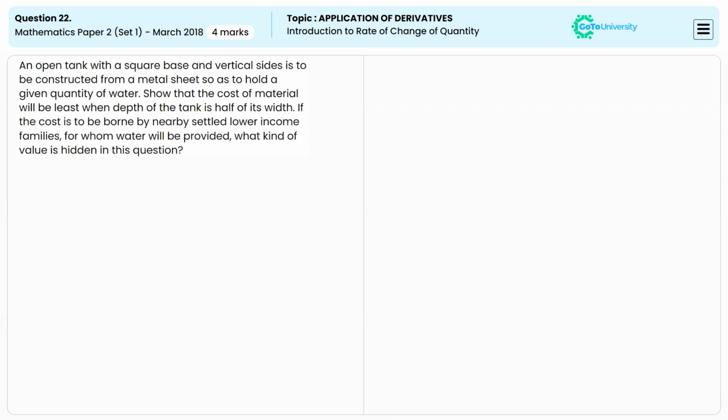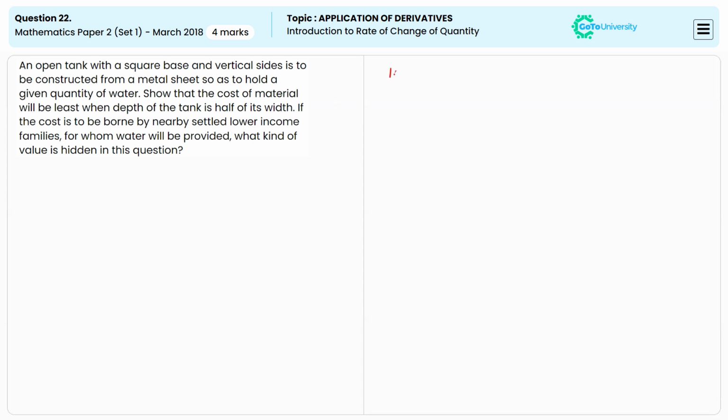A 4-mark question asked from application of derivatives. An open tank with a square base and vertical sides is to be constructed from a metal sheet so as to hold a given quantity of water. Show that the cost of the material will be least when the depth of the tank is half of its width. If the cost is to be borne by nearby settled lower income families for whom water will be provided, what kind of value is hidden in this question?